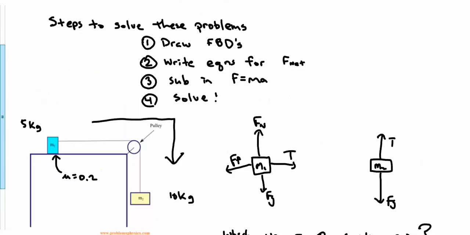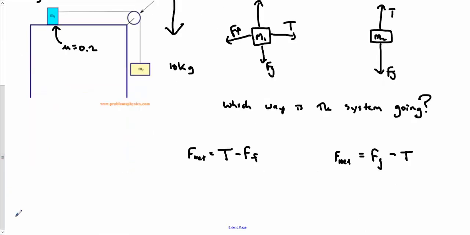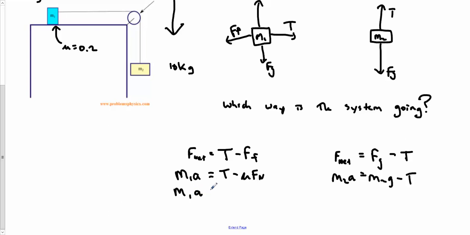Sub in F equals MA. So force is always equal to MA. I'll put M1A equals T minus mu Fn. And here is M2A equals M2G minus T. M1A, what is Fn equal to? From my diagram I know Fn is equal to Fg. And then I also know that Fg is equal to mg.